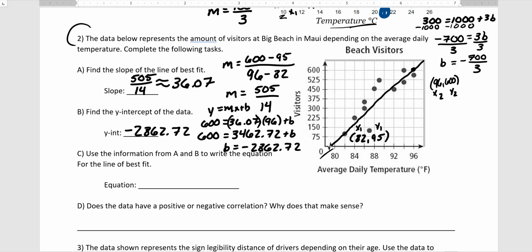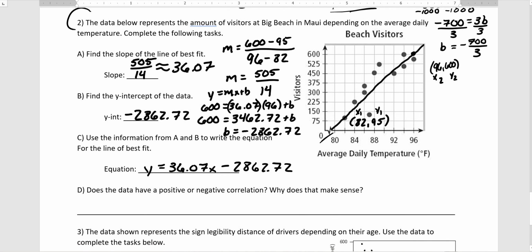And then it asks us to use the information from A and B to write our equation for the line of best fit. So we'd say y equals 36.07x minus 2,862.72. And there we go. That's to say if it was 0 degrees outside, there'd be negative people at this beach, which I don't know if that's entirely accurate, but it's understandable, right? I don't think anyone's going to a beach when it's 0 degrees outside.